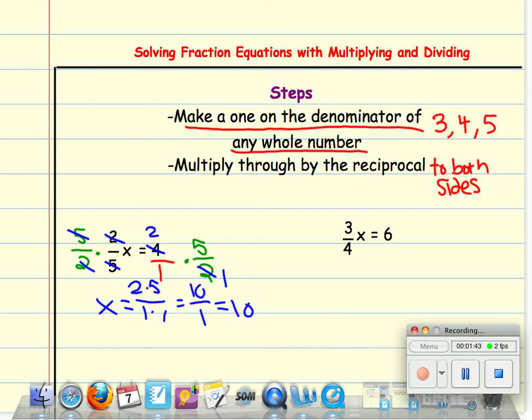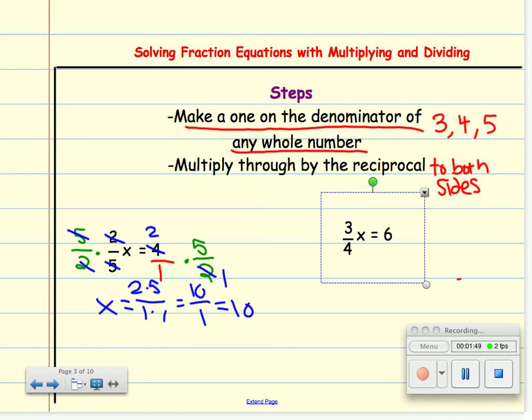All right, looking at this next example, 3/4 x equals 6. My first step, I'm going to turn my 6 into a fraction, 6 over 1. Okay, my second step, I'm going to multiply both sides through by the reciprocal. What is reciprocal? It is flipping the top and bottom. Now again, keep in mind, why do I do this? To get everything away from x. I'm left with x is equal. Now I'm going to cross simplify.